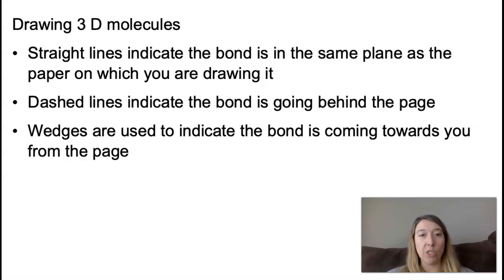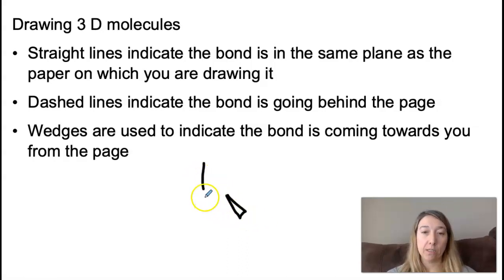Okay, and this is where in class we're going to spend time using models to help us build these and see what they actually look like. And you'll see that that definitely helps you visualize it. But what you're going to see is we now have three different types of lines that we're going to use. We're going to use our regular straight lines to show that something is within the same plane. We are going to use wedges to show that something is coming towards us. And we are going to use dashed lines to show that something is going away from us.